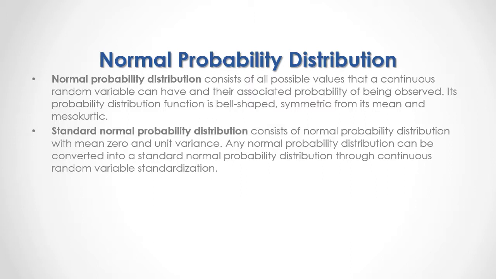Standard normal probability distribution consists of normal probability distribution with mean zero and unit variance. Any normal probability distribution can be converted into standard normal probability distribution through continuous random variable standardization.